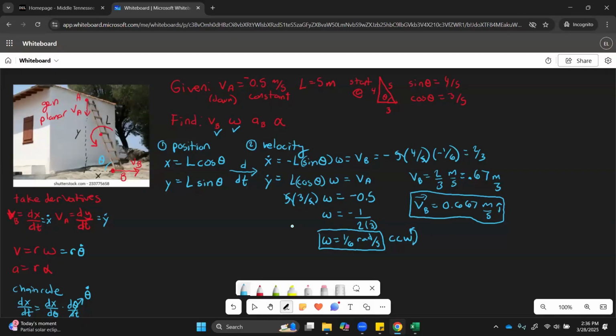So in order to solve for acceleration, we'll do a real similar thing to what we just did with velocity. We will take the derivative of velocity, get acceleration, and then from there, we'll be able to solve for alpha and AB. So we'll write down here, step 3 is acceleration.